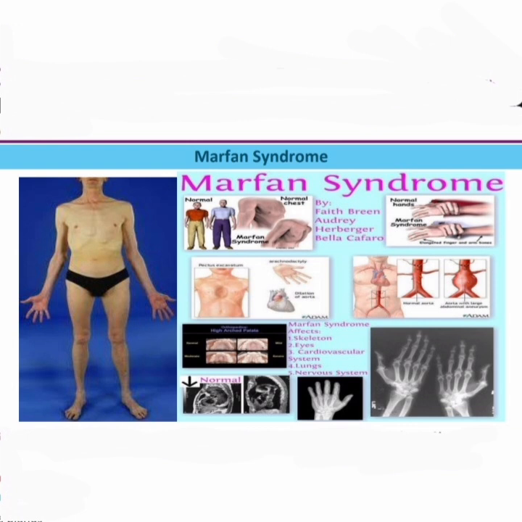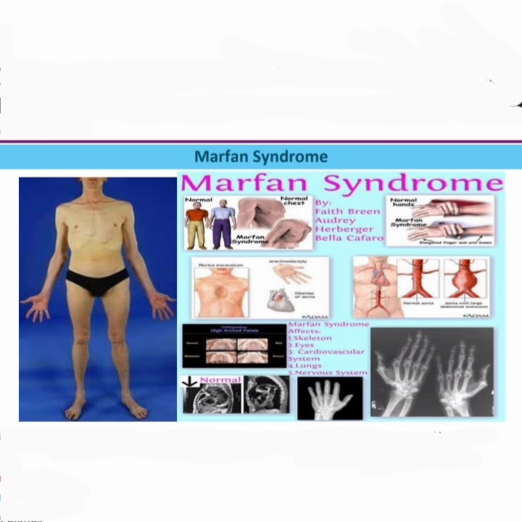I would like to complete my examination by formal hearing assessment and Beighton score for hypermobility. I would like to ask the mother about other family members with the same condition, because it is an autosomal dominant condition, fibrillin gene, chromosome number 15.